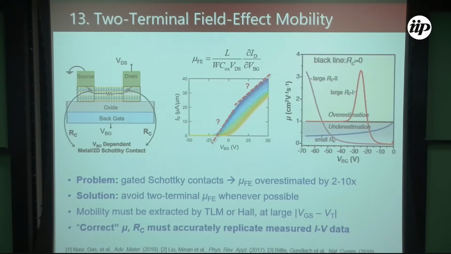Number 13. Lucky number 13. A lot of people do two-terminal field effect mobility measurements because they're very easy. But the thing that bothers me is that they do the two-terminal field effect mobility measurement. There's a backgate here, of course. And then what they say is, I measure the mobility to be, I don't know, 40. But it's probably an underestimate because I didn't de-embed the contacts. And so I'm actually here to say that it actually may be an overestimate, right?